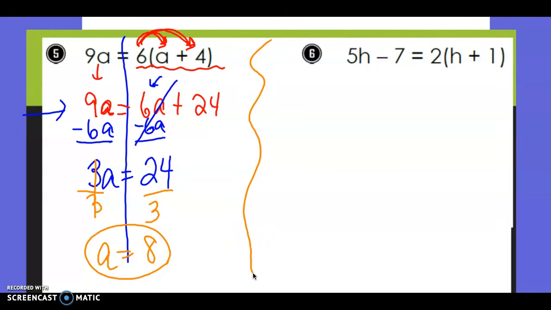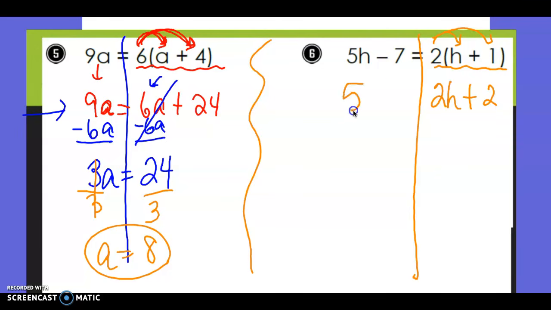It's even more complicated because I have a couple terms on my left side. But that's okay, we're going to stick to our same process. We're going to draw our line. If we see parentheses, we're going to distribute first. So on the right side of the equation, I would get 2h plus 2. On the left side, I'm just going to recopy everything.